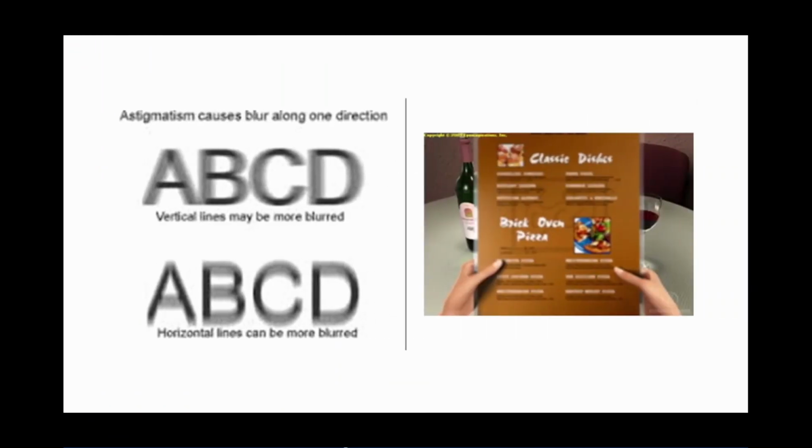Here is what astigmatism looks like. Okay, it can be vertical lines are blurred, horizontal lines are blurred. But basically there's a blurriness or a waviness to some of the lines. There's like a chart that has like a grid pattern on it. You can look at that and you'll see the grid. The lines will be wavy. So that's astigmatism.